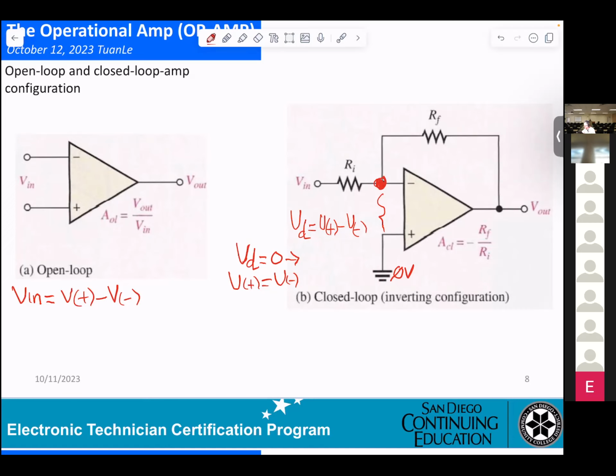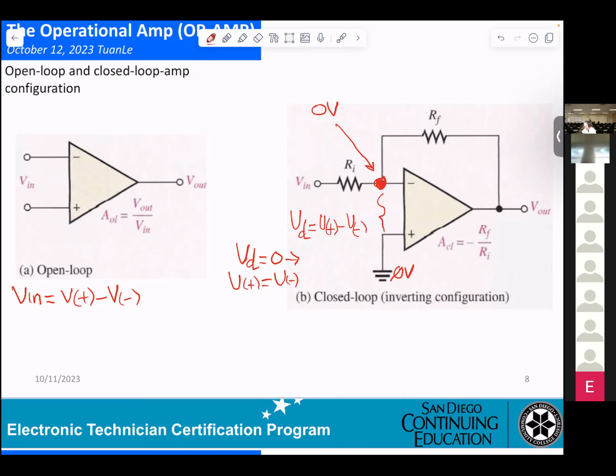What's the voltage at this point? Is that 0 as well, Mr. Pham? 0. Same thing, right? Right. V positive is 0, then V negative is 0. So at this point here, is that the virtual ground? Exactly, 0 volt.